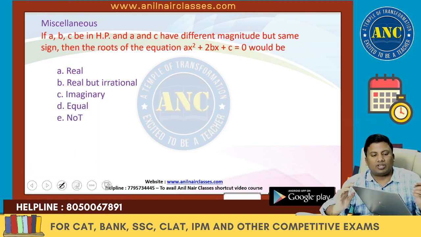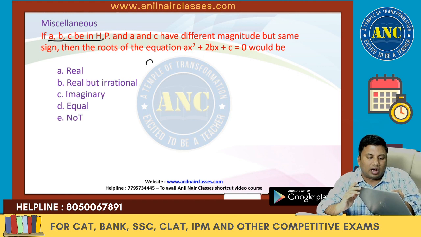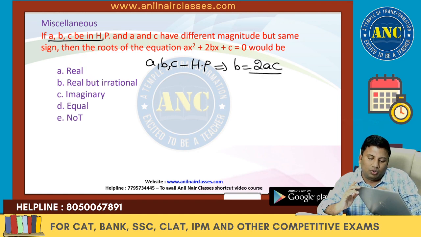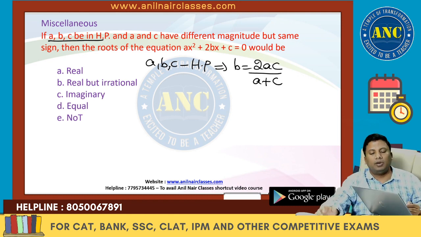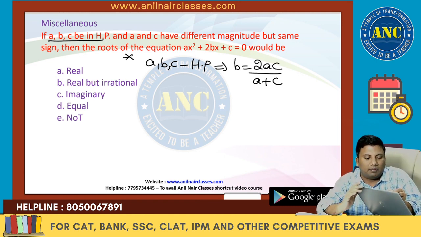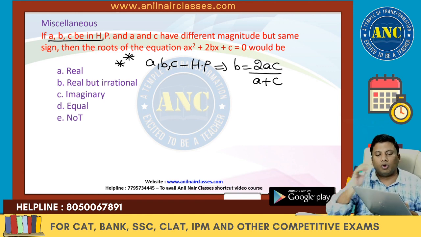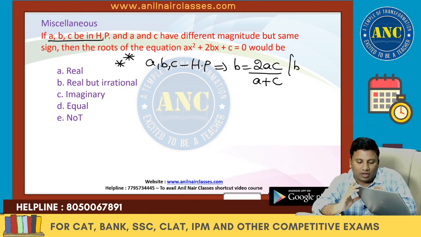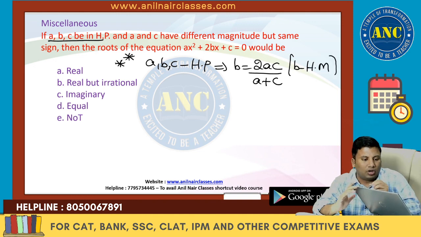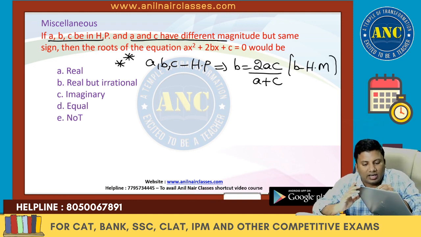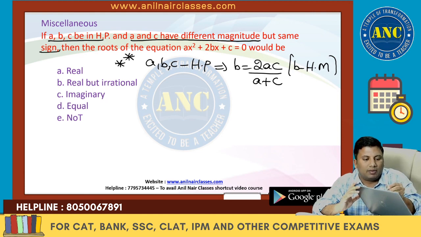This is an examination question. A, B, C are in harmonic progression. If A, B, C are in harmonic progression, B is nothing but 2AC by A plus C. B is called the harmonic mean. A and C have different magnitudes but the same sign. That means if A is positive, C is positive. If A is negative, C is negative. That is the meaning.